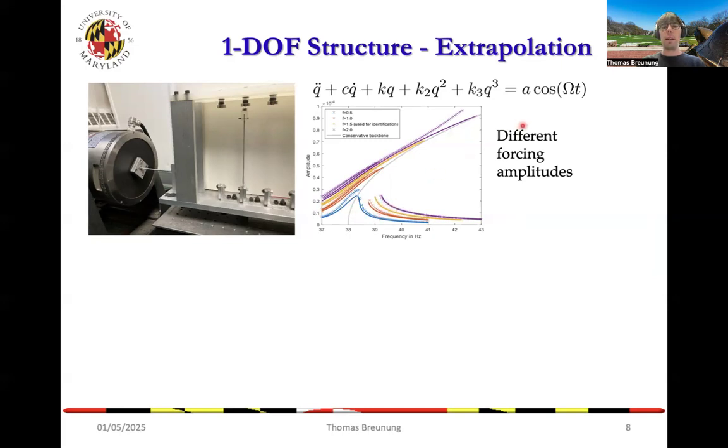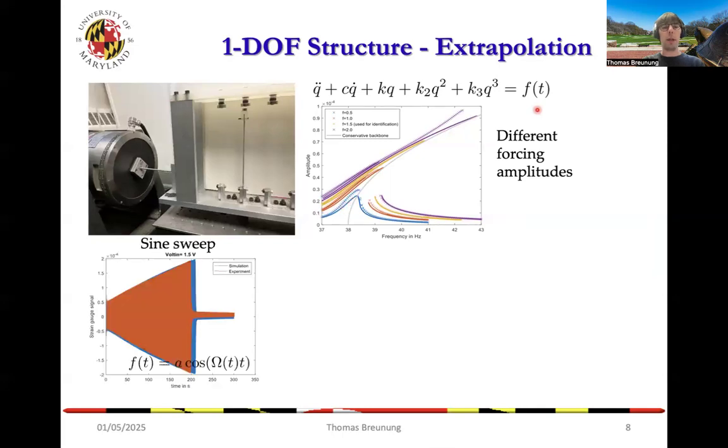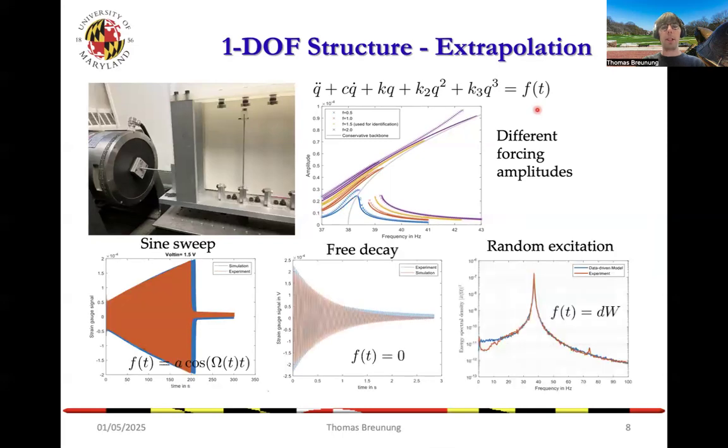So this is for harmonic forcing. We've also tested it for other common signals which are commonly used in structural dynamics, for example, sine sweep, free decay measurements, or random excitation. And in all these cases, we see that our model accurately represents the experiments. Just as a reminder, we have only used the data included in this yellow curve for fitting. The rest is just pure extrapolation.